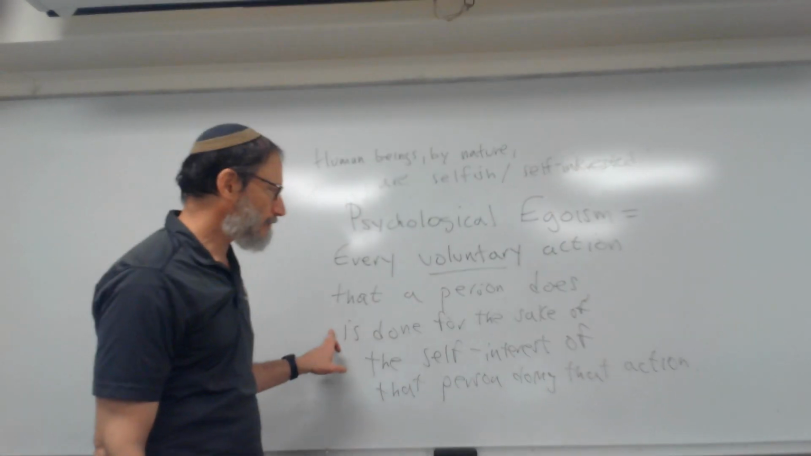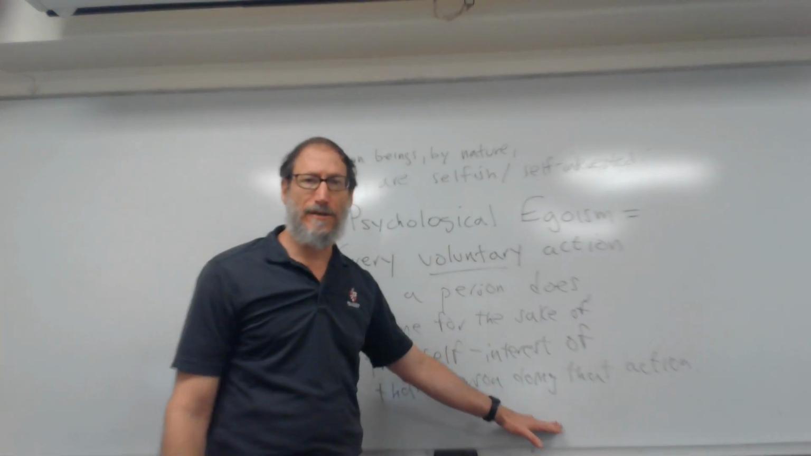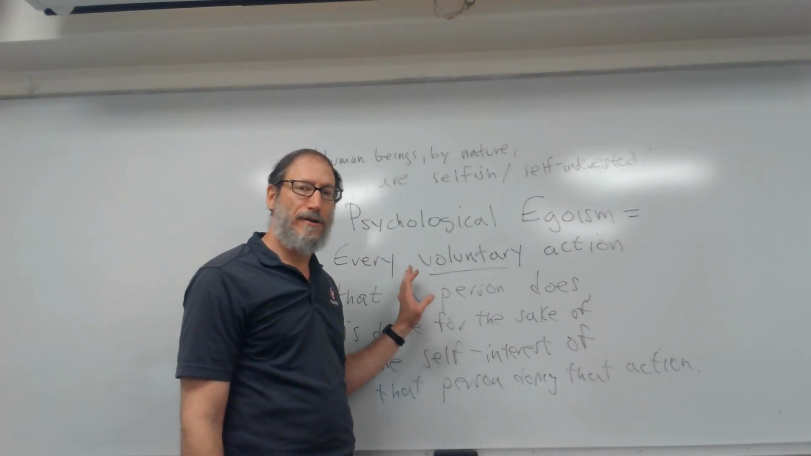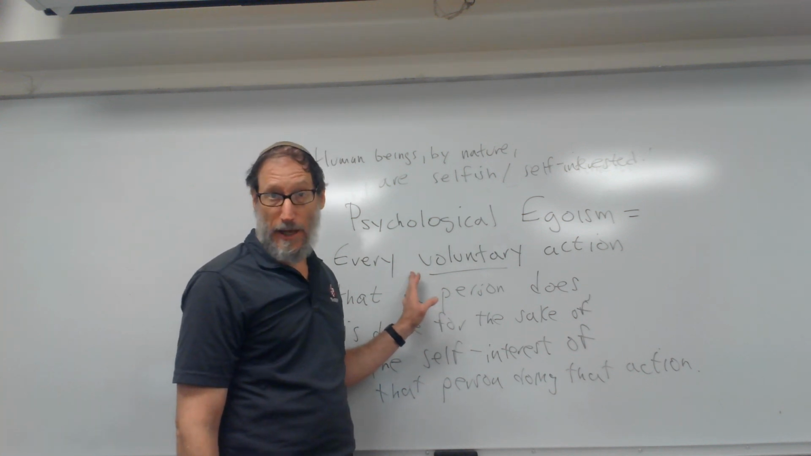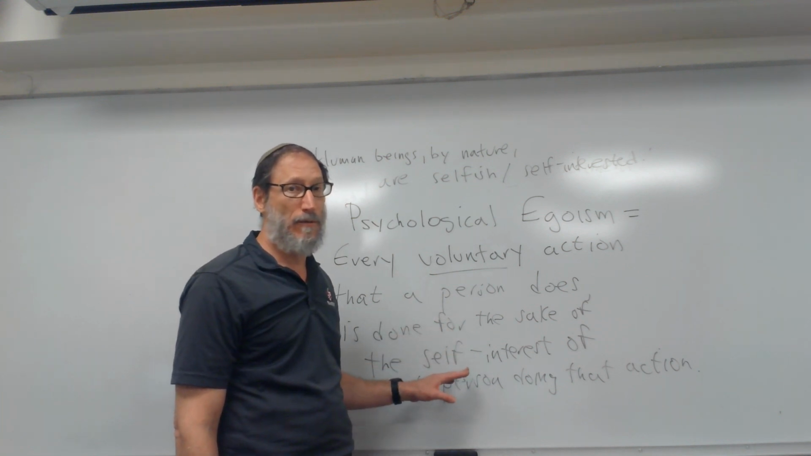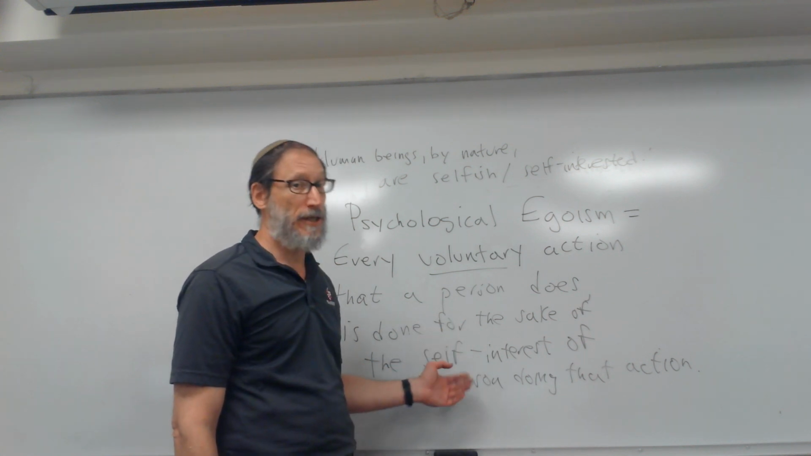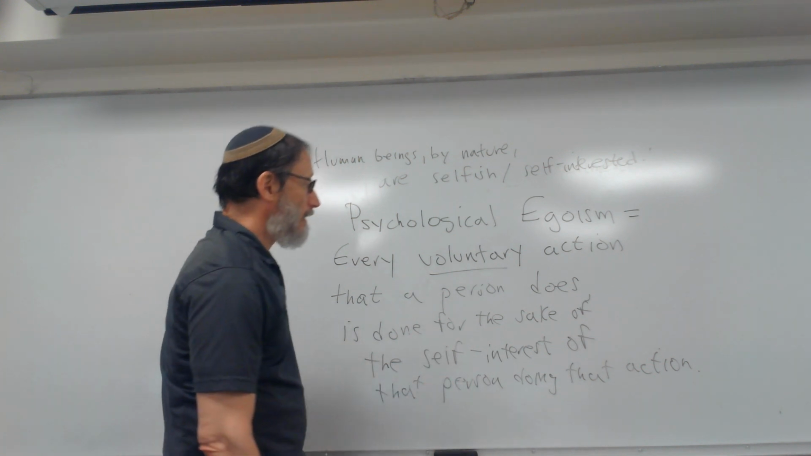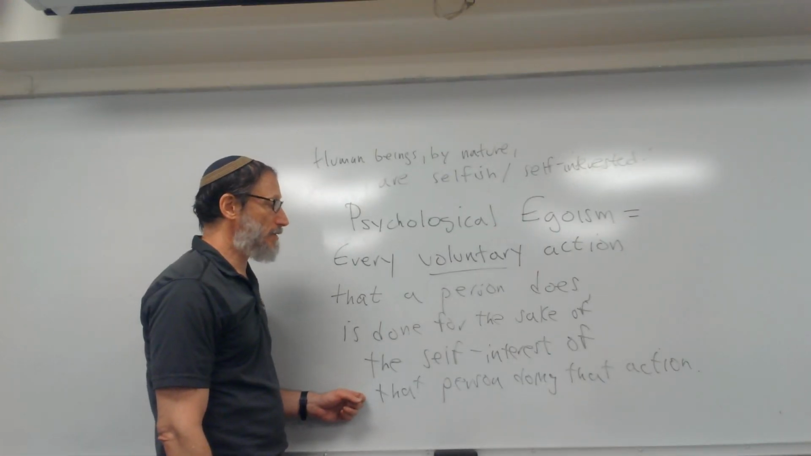We're not saying it is done only for the sake of self-interest and never for the sake of the interest of another person. But what this means is that if you're doing something voluntarily, it may be helping somebody else, and you might know that, but you're only doing it in the end because it benefits you in some way, either monetarily, or it gives you some kind of sense of satisfaction, or joy, or pleasure, perhaps. Okay, so that is important to know about psychological egoism.